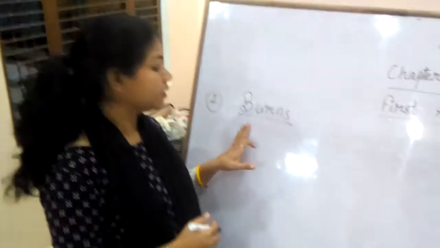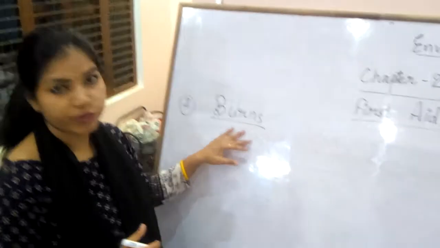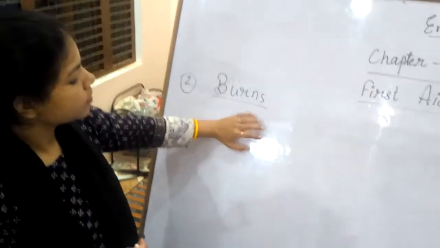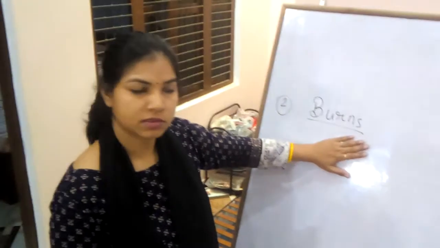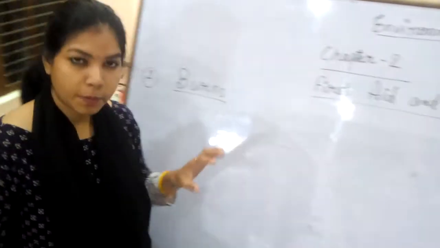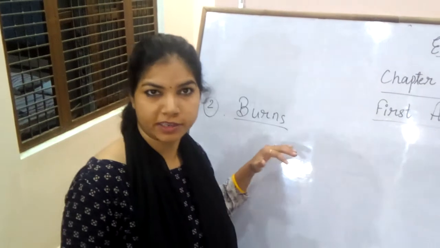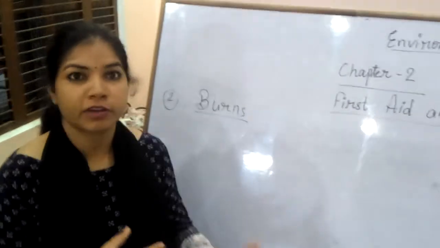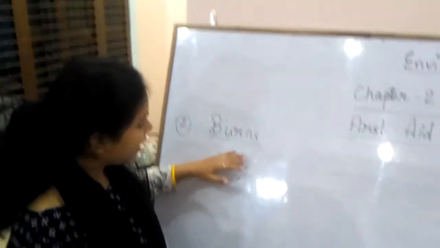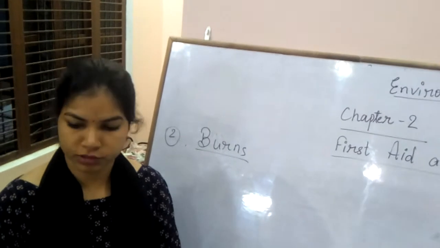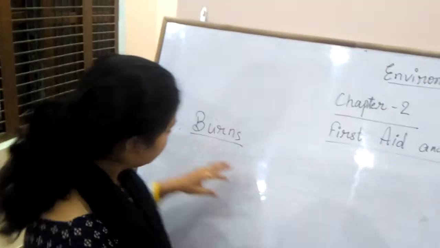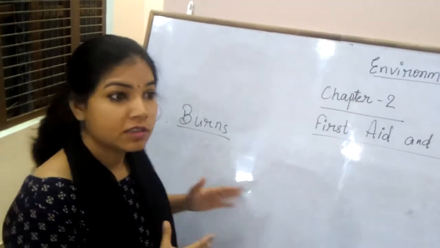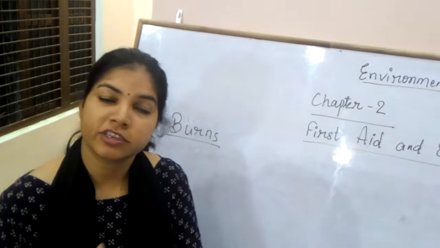Next one is burns. So what will you do if somebody gets burned? In case of burns, the burnt area should be kept under running cold water or ice water, and thereafter apply some calamine lotion. And if the burn is deep or major, then take the patient to the doctor immediately.